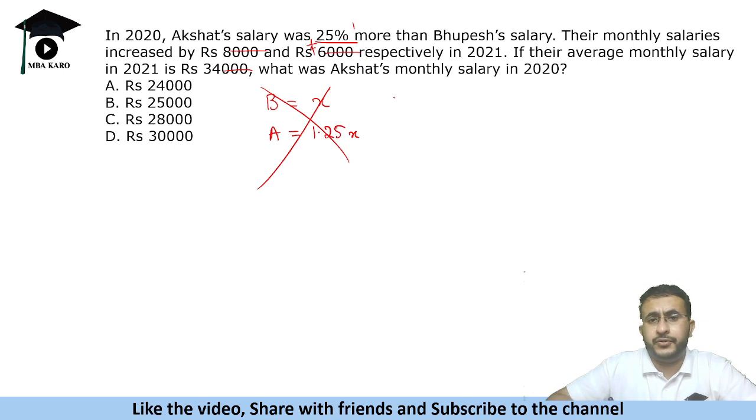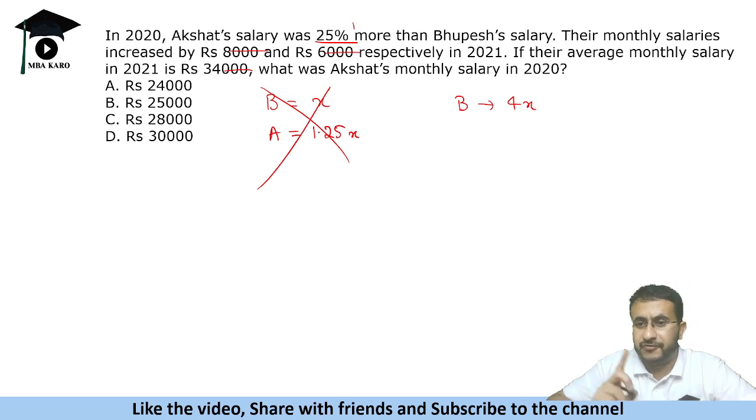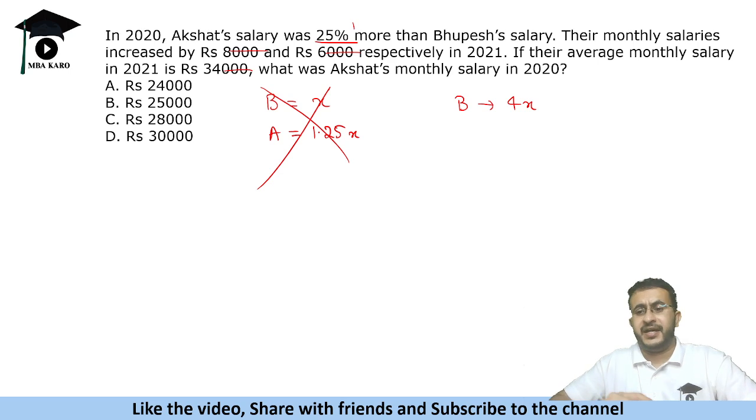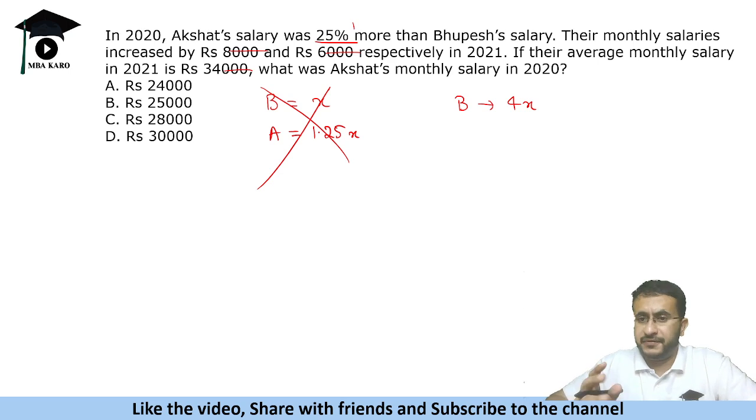Okay. So what we will do is take, let's say, Bhupesh's salary as 4x. Okay, why did we take 4x? Because we know 1/4 is 25%. And in the subsequent videos, whenever we solve any such questions, we will be applying this technique in doing the calculations. And you will realize that it is a much better technique to calculate the values.